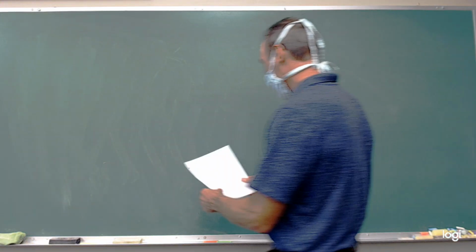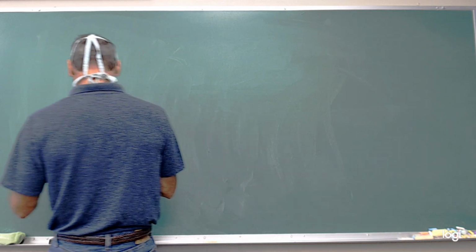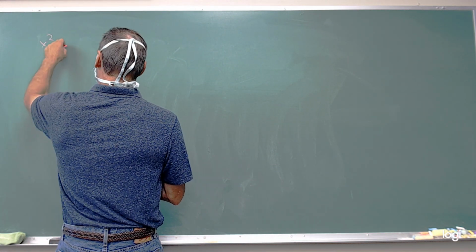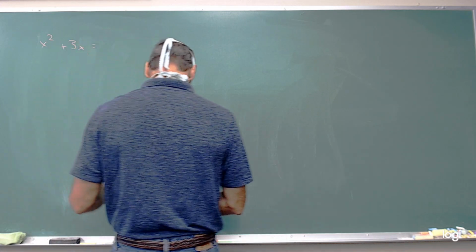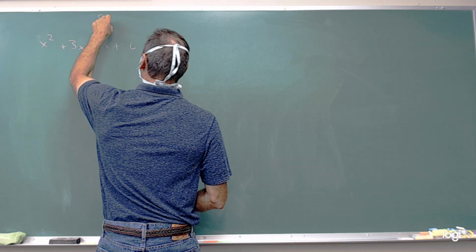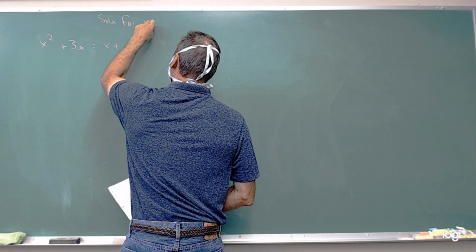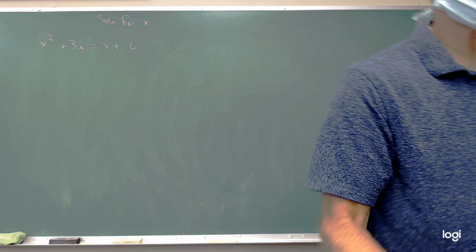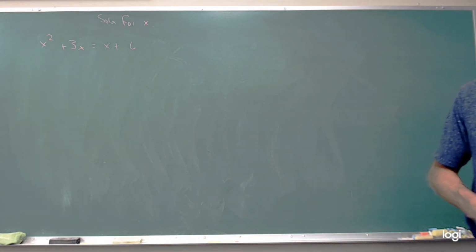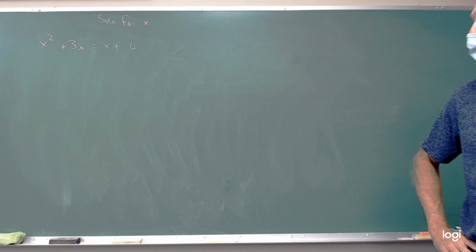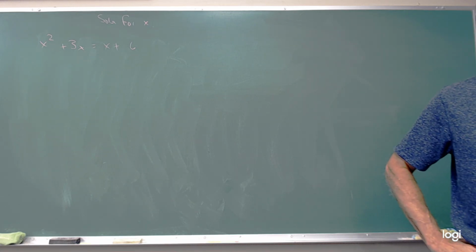Okay, as they're finishing up, the first group is going to come up here, and we're going to solve again, solving for x. x squared plus 3x is equal to x plus 6. So anybody have an idea what our strategy is going to be? Get all the x's on one side. Okay, good. And remember, you've got an x squared here. That's the new twist on this.